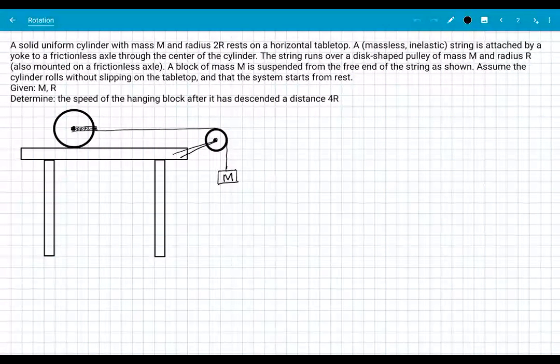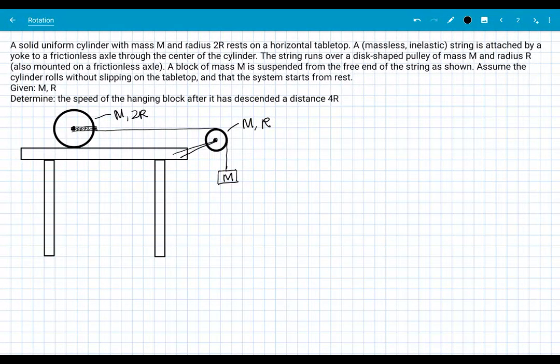And that cord, a massless inelastic cord, is running over a pulley. The pulley is a solid disc, mass M and radius R, and then there's a block suspended from the string. So we're told that the suspended, hanging block has a mass M. The pulley has a mass M and a radius R. And the cylinder that's rolling across the table has a mass M and a radius 2R. So kind of an interesting problem. All the masses are the same.